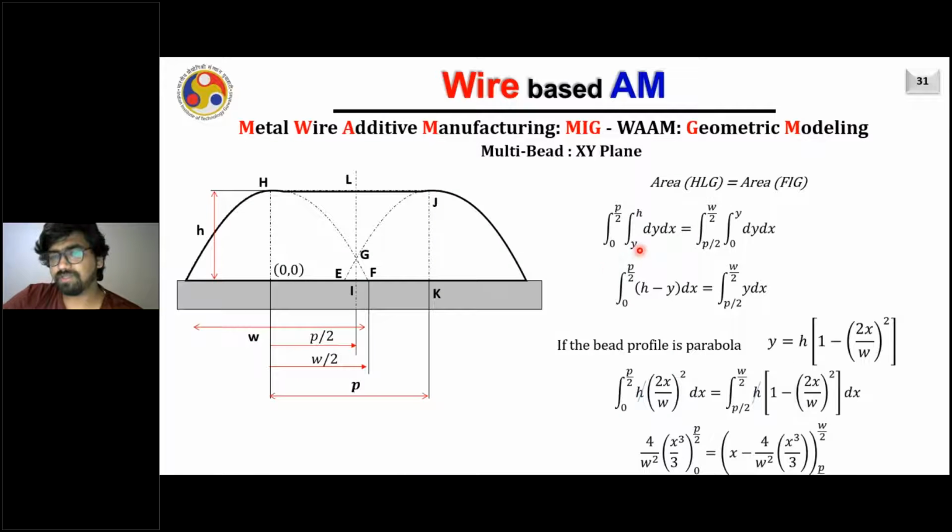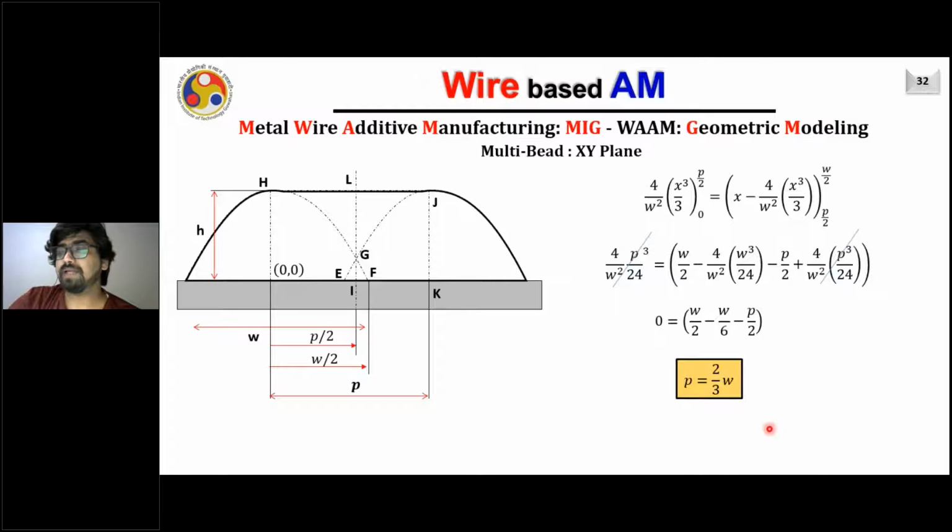So let us do the same thing. I'm simply doing the integration, and we have already derived this equation, if you remember, y equals h(1 minus 2x/w) squared, just a few slides back, if the shape of the deposited bead is considered to be a parabola. If I solve it, you will find that the value of P comes out to be 2/3 of the width of the bead. So if the width of the bead is W, then the optimal distance between two consecutive beads should be 2/3 of W.